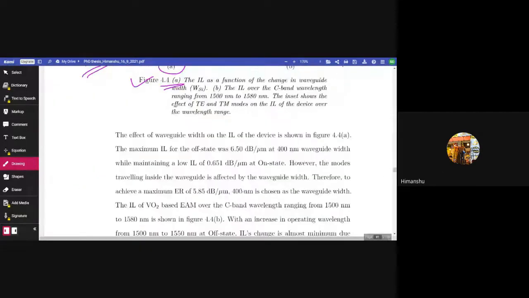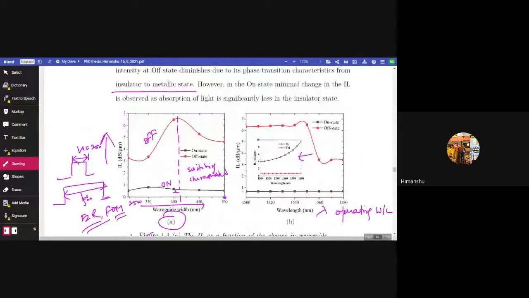So coming to figure 4.4b, here we have calculated the insertion loss over the entire wavelength range from 1500 nanometer to 1580 nanometer, which is also termed as C band. Here the red color line indicates the off-state losses and the black color line indicates the on-state losses. At around 1550 nanometer, which is the wavelength which we have taken, maximum insertion loss at off-state was observed around 6.5 dB, and maximum loss for the on-state at 1550 nanometer was observed around 0.65 dB per micrometer.